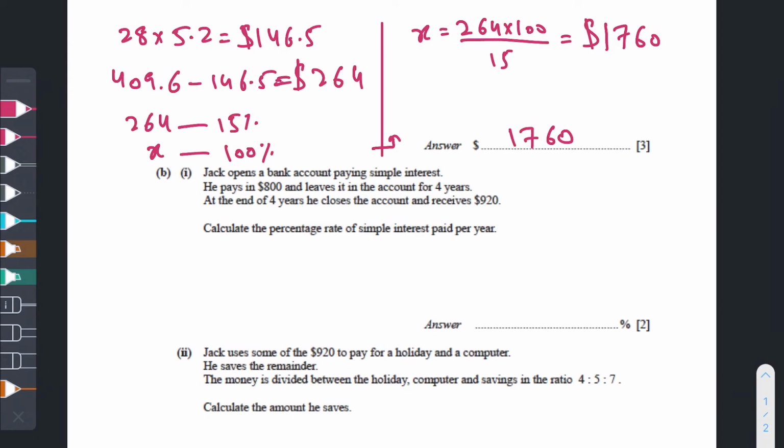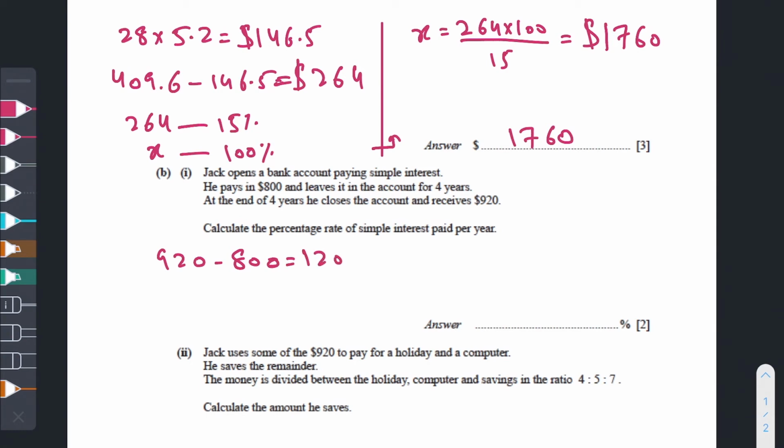The next part says, Jack opens a bank account paying simple interest. He pays in $800 and leaves it in the account for 4 years. At the end of the 4 years, he closes the account and receives $920. Calculate the percentage rate of simple interest paid per year. The first thing that you have to do is, since he is receiving $920 at the end of 4 years, you subtract 920 and 800. When you do that, you're left with $120.